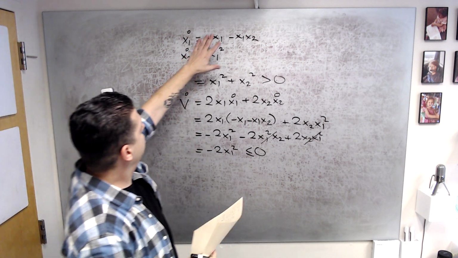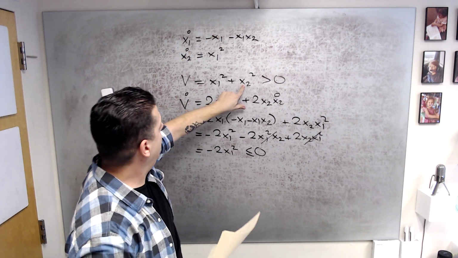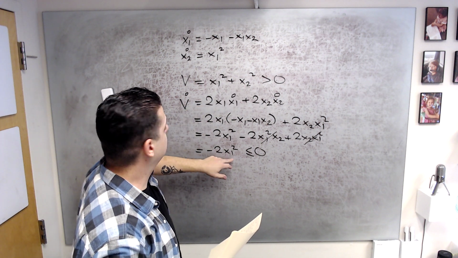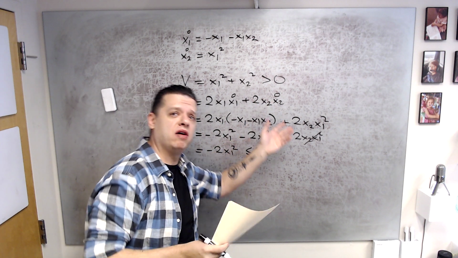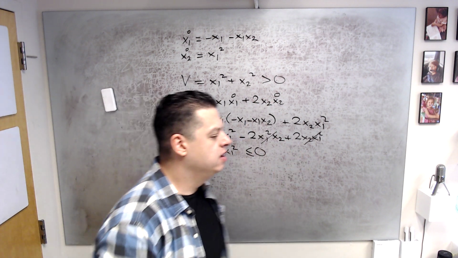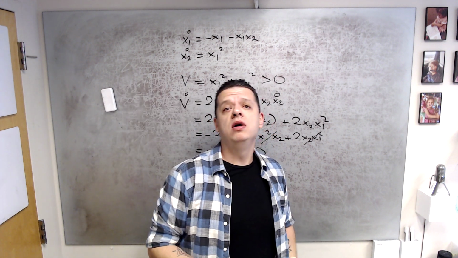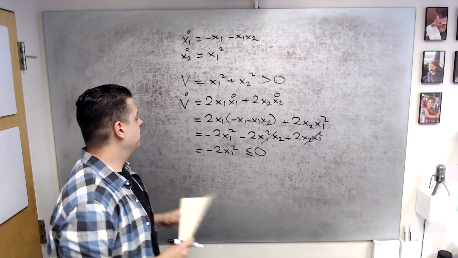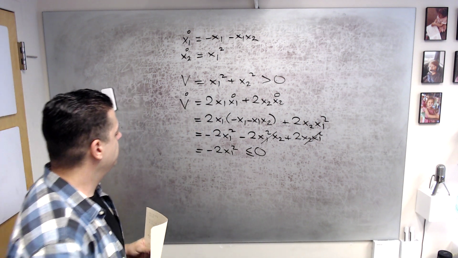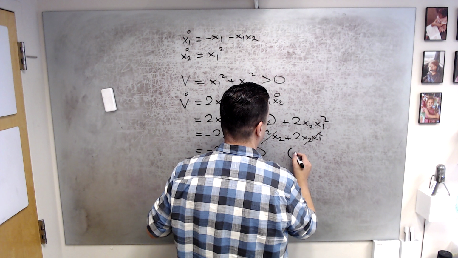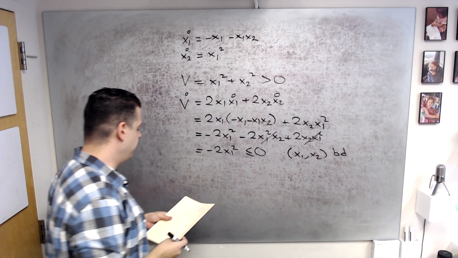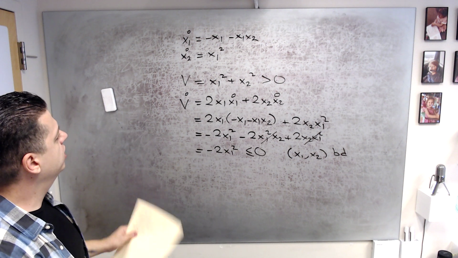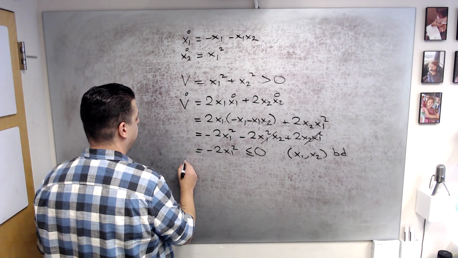Again, if you start with x1, x2, you need to have minus x1 to the power of 2 and minus x2 to the power of 2, which can be multiplied by some constants to claim asymptotic stability. Here we cannot. Basically, we only have Lyapunov stability, meaning that x1, x2 are bounded. Let's see if we can do more than that. Let's look at Barbalat's lemma. Let's look at v double dot.